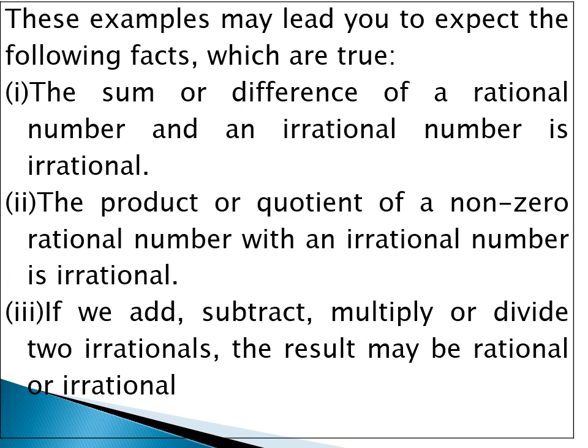So from these examples, what conclusion can we make? The sum or difference of a rational number and an irrational number, two different numbers, one is a rational number and one is an irrational number, always our answer is irrational. The same is the case with the product or quotient: we are going to get an irrational number only. If we add, subtract, multiply or divide two irrationals, then the result may be rational or irrational.